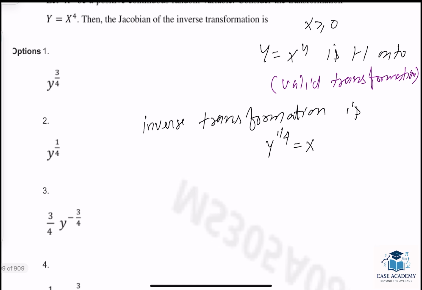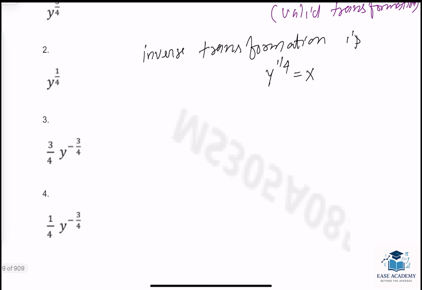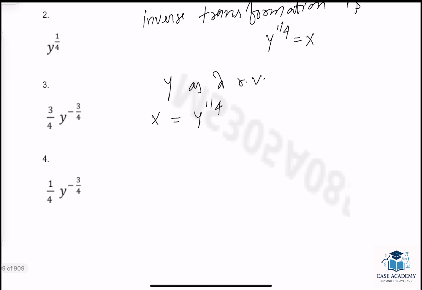Now they are asking the Jacobian of the inverse transformation. What is the Jacobian? If I have y as a random variable, and I have a transformation y to the power 1 by 4, so the Jacobian will be del x upon del y. So this is just a random variable which is a function of itself, one random variable. So this will be dx by dy.